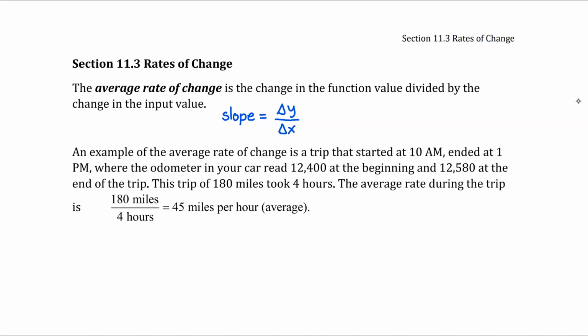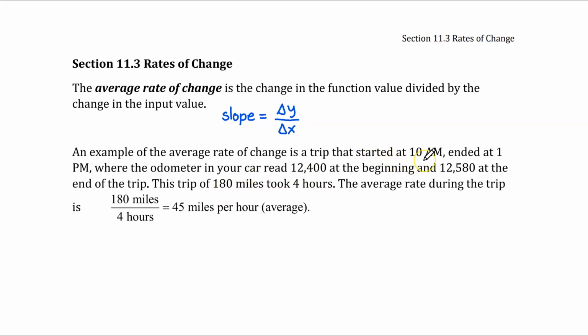An example of the average rate of change is a trip that started at 10 a.m. and ended at 1 p.m., where the odometer in your car read 12,400 at the beginning and 12,580 at the end of the trip. So if you look at the output, or if you subtract 12,580 and 12,400, that will result to 180 miles.